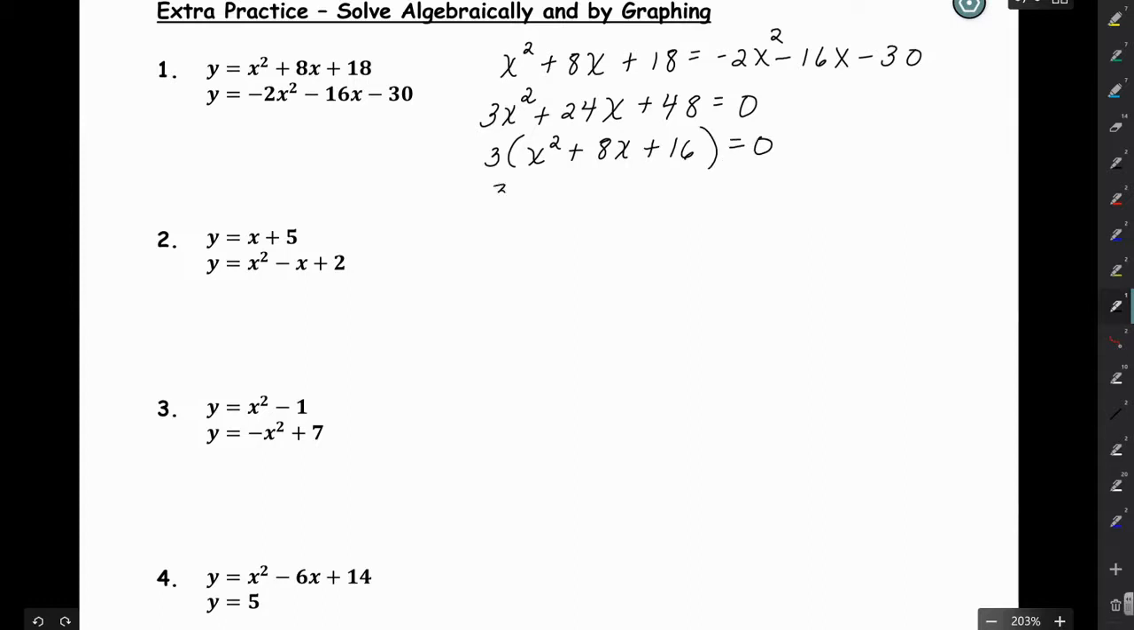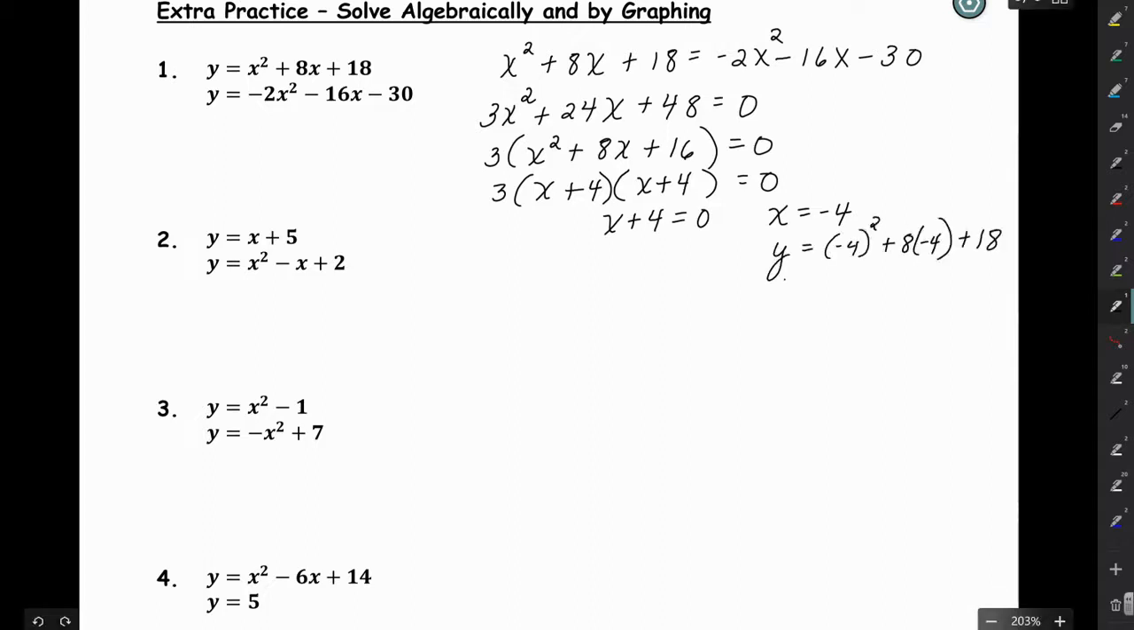And then I'll factor that quadratic, set x plus 4 equal to 0, and I get a value of x equals negative 4. Now, if I want to know the y value, I would have to put negative 4 into either one of those equations. So I'm going to put negative 4 into the first equation. So my output value when x is negative 4 is 2. So I get a value of (-4, 2).